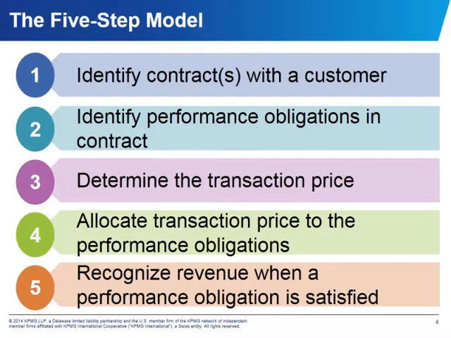So to achieve that core principle, the standard establishes a 5-step model that an entity would apply. Step 1, identify the contract with a customer. Step 2, identify all the performance obligations within the contract. Step 3, determine the transaction price for the contract. Step 4, allocate the transaction price of the contract to each performance obligation. And then step 5, recognize revenue as each performance obligation is satisfied.